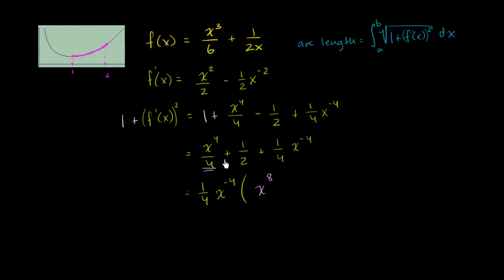So this term right over here, once again, this is the powering through the algebra part. So plus 2x to the 4th. And then this one is pretty straightforward.